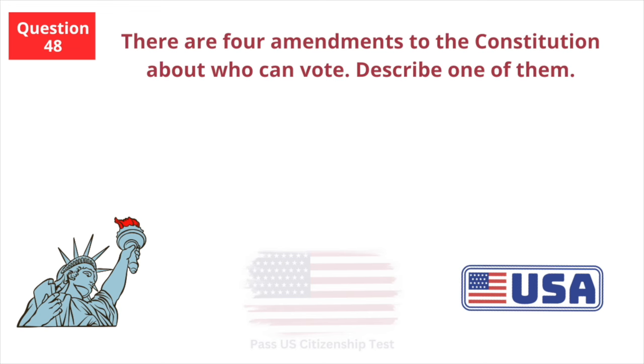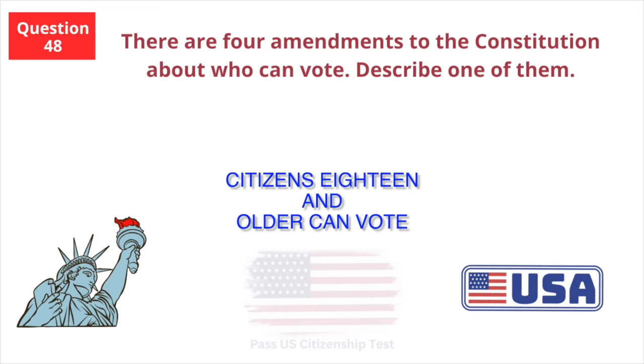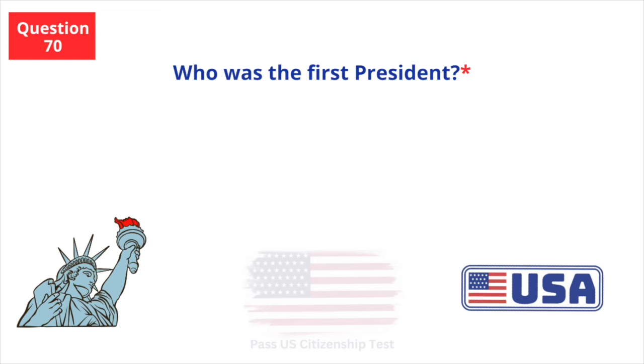There are 4 amendments to the Constitution about who can vote. Describe one of them. Citizens 18 and older can vote. Who was the first president? George Washington.